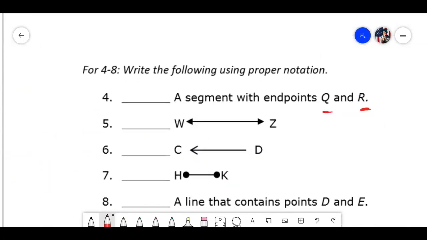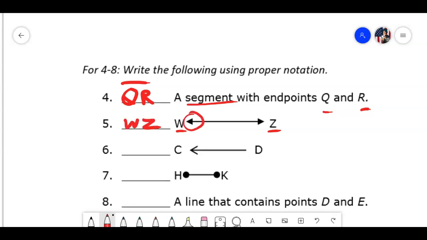All right, so go and write QR. And if it's a segment, then I need to put a segment on top. Arrowheads or no? What do you think? No arrowheads. So don't forget to put it, because if you don't put it, it's definitely wrong, because it has nothing on it. Okay? Next thing. What are my two letters here? WZ. So write WZ. And what goes on top?